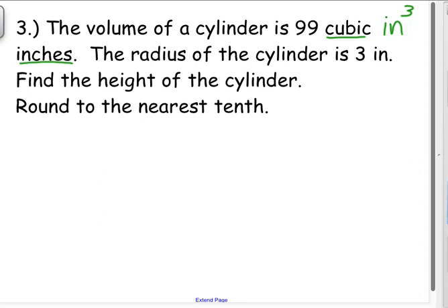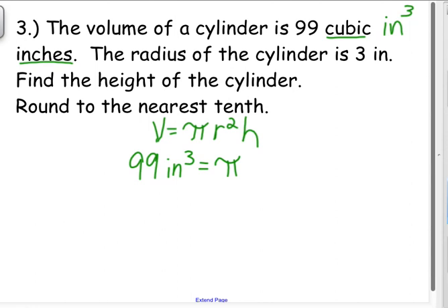You're welcome to try to sketch this out if you think it would help you to draw a picture and make the radius 3 inches. I am just going to go ahead and start with a formula. I'm going to plug my numbers in where they go. So, start over at the top here. The volume of a cylinder is 99 cubic inches. That's where the V is. The radius of the cylinder is 3. So where the R is, I'm going to put a 3. Find the height. So the height is the one we don't know.